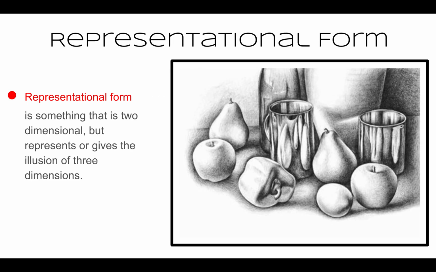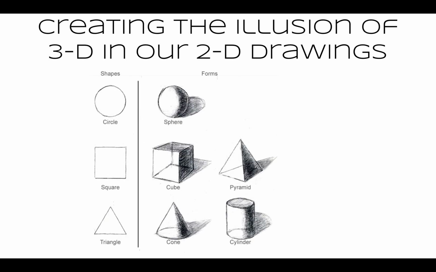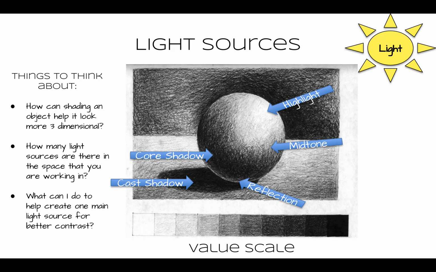Okay, here we have representational forms. A representational form is something that is two-dimensional, but it represents or gives the illusion of being three-dimensional. So we're going to be creating the illusion of 3 dimensions in our two-dimensional drawings. On the left here, you see two-dimensional shapes, and we're going to turn those into three-dimensional representational forms.